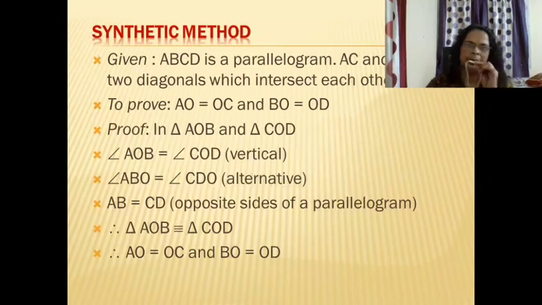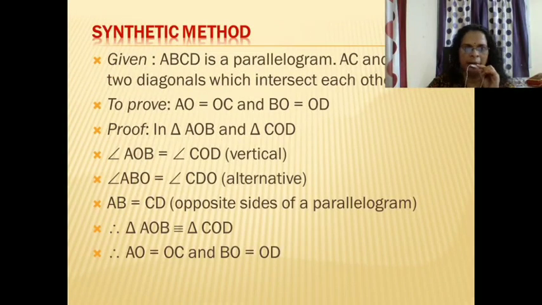Then the same question: how do you do it using the synthetic method? So the question is given. What is the speciality of the synthetic method? We start from the known part. So what is given? We will start with the given. ABCD is a parallelogram. AC and BD are two diagonals which intersect each other at O. And what we have to prove? AO is equal to OC and BO is equal to OD. So how do you prove it?